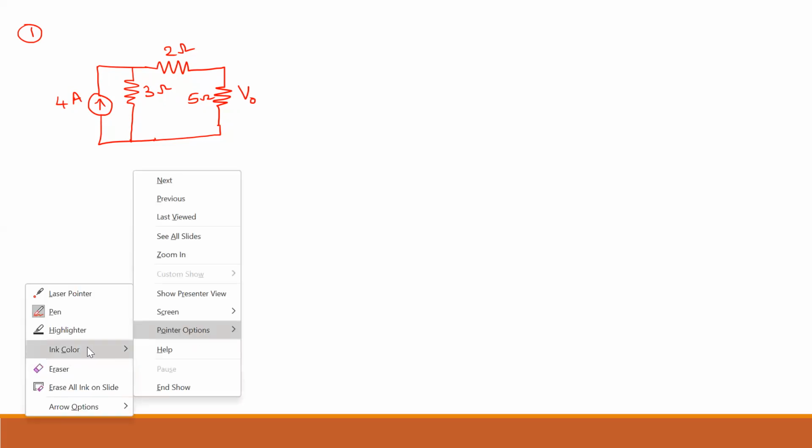And one more thing, you should not disturb the branch where they are asking you to find the voltage or current. Don't disturb this branch. Just keep it till the end. Don't disturb this resistor. You have to keep it till the end.